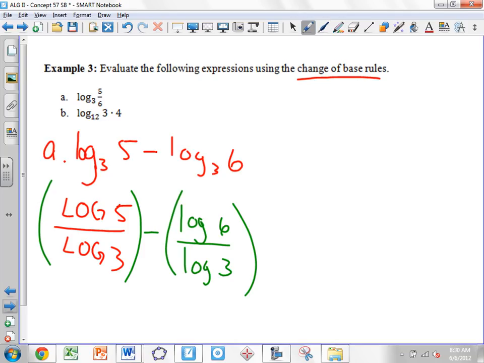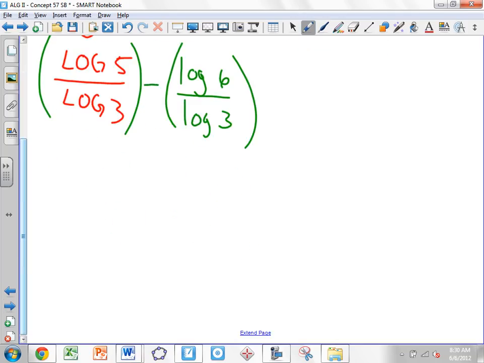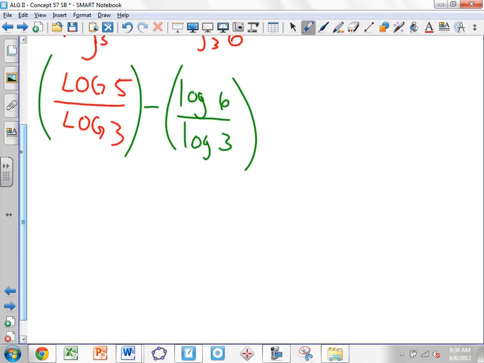So let's see what we end up getting here. We have negative 0.166. So check your answer, please. Make sure you get the same thing. Again, I'm assuming you're doing this in your calculator.